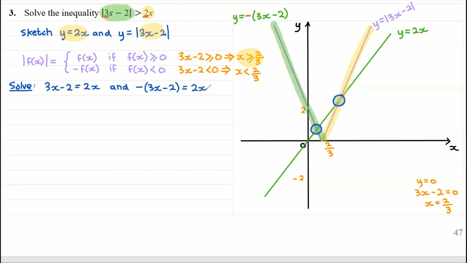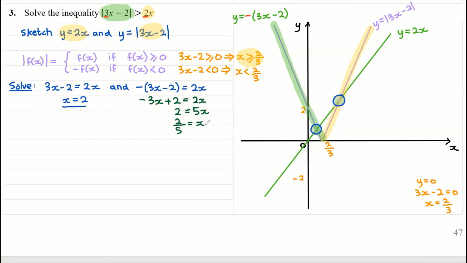Okay. First one, just subtract 2x from both sides and add 2. So we're going to get x is equal to 2. I hope that's okay. So just subtracting 2x from both sides will give us x subtract 2 and then add 2. And for the second equation, I'm just going to multiply through by minus 1. So that's going to be minus 3x plus 2 is equal to 2x. And I'm going to add 3x to both sides now. So if I do that, I'm going to get 5x there. So x is going to equal 2/5.